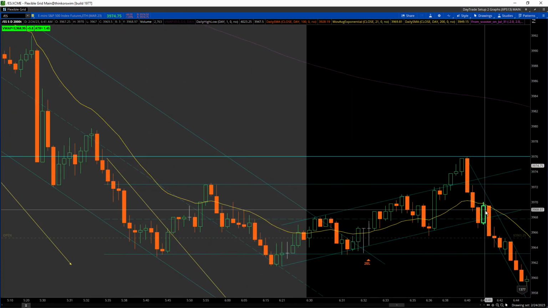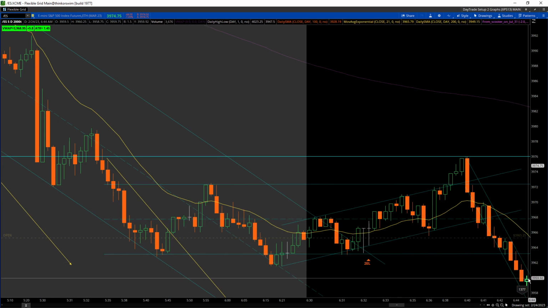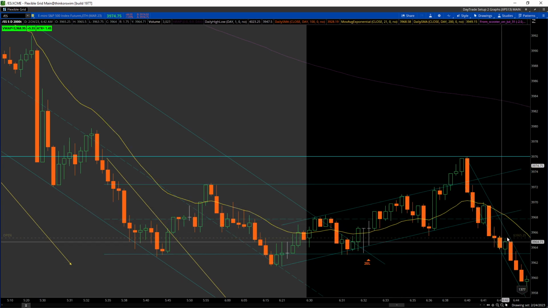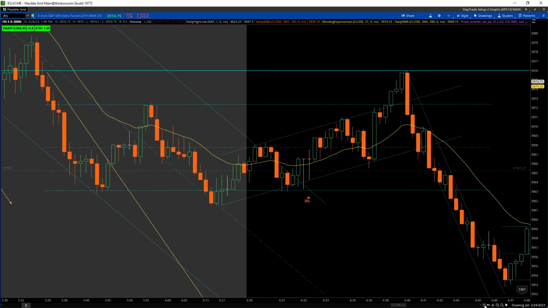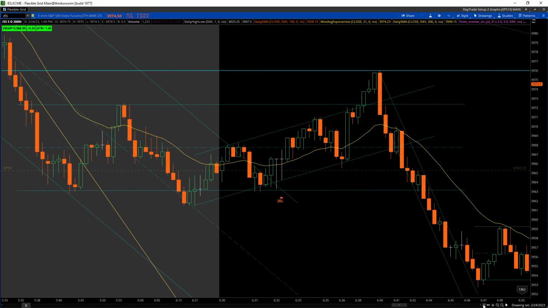So prices continue moving down. I do have first entry long here, continues down. You could argue it's a first entry and there's a hidden second entry right here, second entry long, but I just left it alone. Prices continue moving down. And right about here, I see a potential setup coming up.